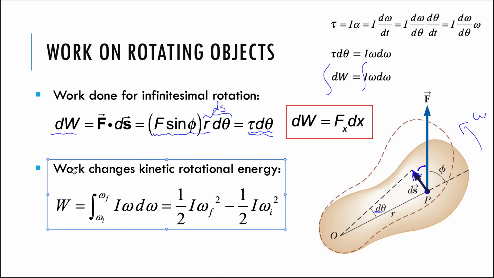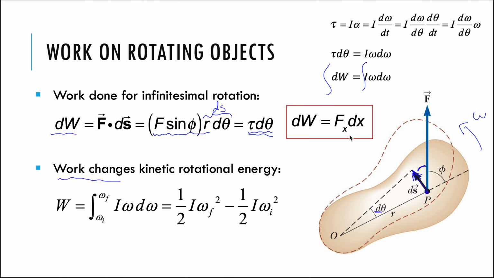Let's see what happens. When we integrate this work from our initial to our final angular speed, we get 1/2 I omega final squared minus 1/2 I omega initial squared. So this tells us that the work done on a rotating object changes its rotational kinetic energy. Does this look familiar? Hopefully it looks like the work-kinetic energy theorem. And that's exactly what it is, but it's for rotating objects instead of objects moving in a straight line.